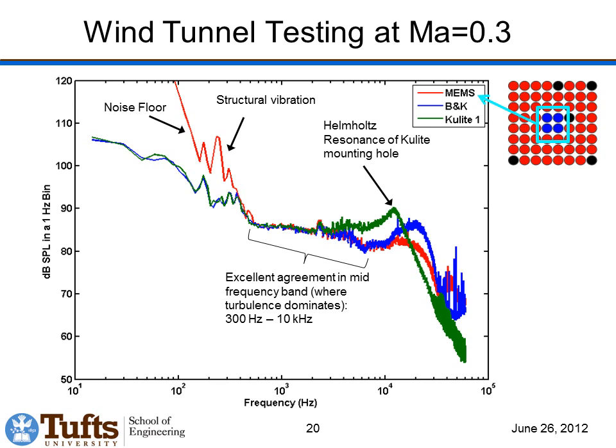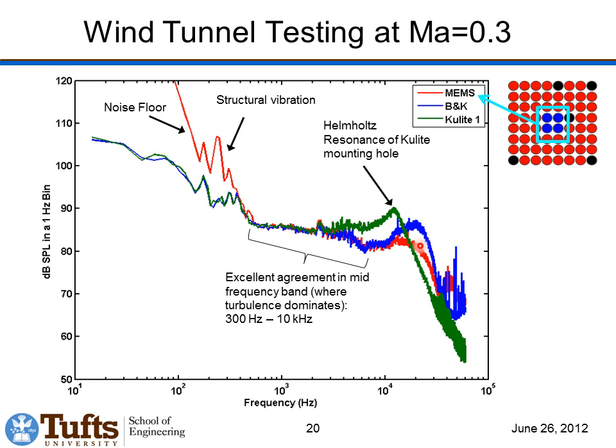As we go up to higher frequencies, we see deviation between the three sensors. The first thing is that the Kulite starts to show higher sensitivities than the other two. We think this is because of the Helmholtz resonance of the Kulite mounting hole. The Kulites are mounted in pinholes behind the plate, and so there's a spurious resonance that occurs because of that. So the Kulite is no longer actually measuring the real pressure because of the way it's been mounted, and so these two are still agreeing with each other and giving hopefully the correct answer.